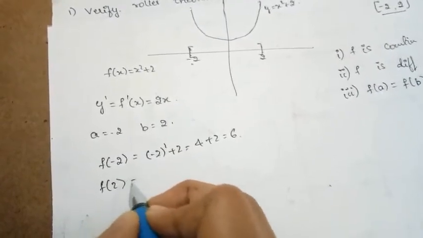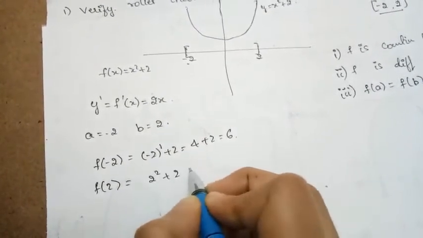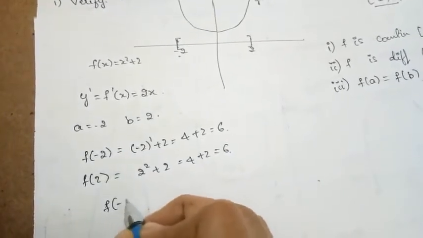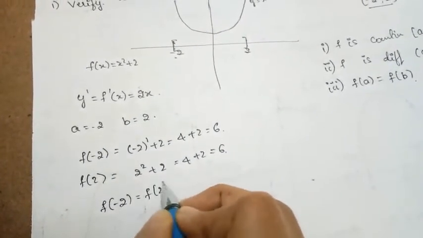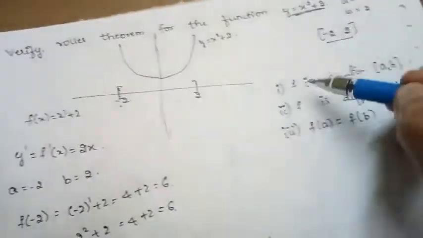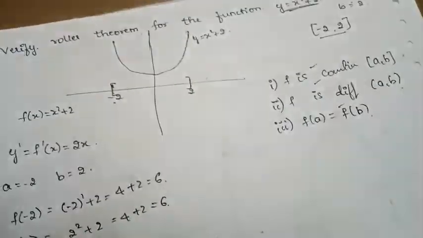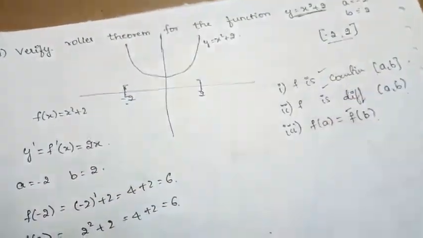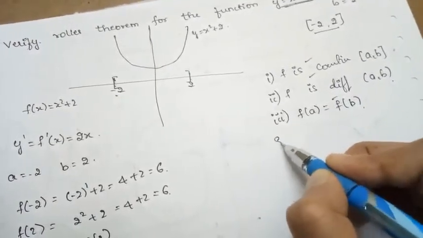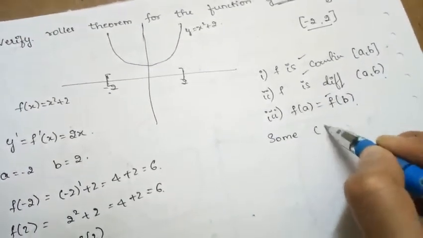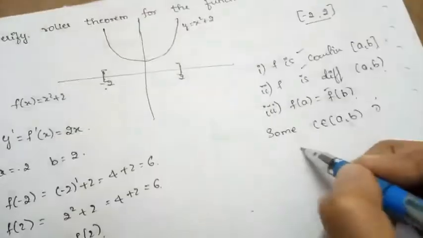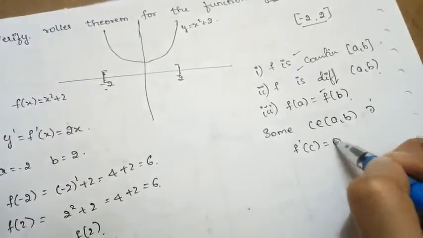Similarly f of 2 is also equal to 2 squared plus 2, 2 squared is 4 plus 2, it is 6. So clearly f of minus 2 is equal to f of 2. So clearly f of a is equal to f of b. So this curve is satisfying the three conditions of Rolle's theorem. They are saying if it is satisfying the three conditions, then there exists some c belonging to the open interval a comma b such that f dash of c is equal to 0.